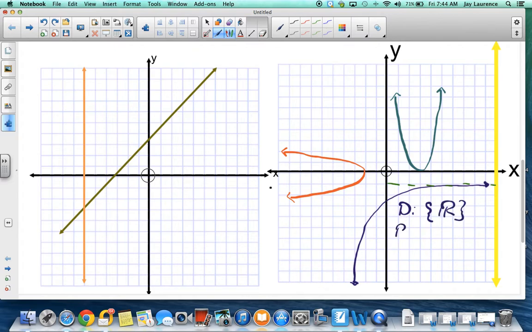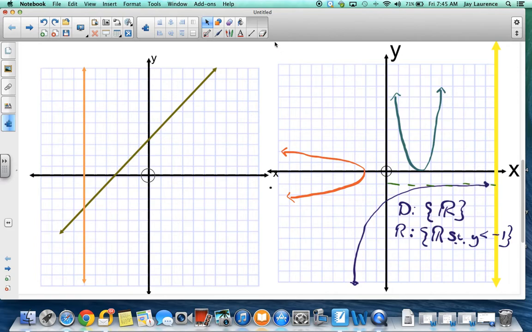Now the range, all the possible y values. Y cannot be really large numbers. In fact, y can't go past this asymptote, can it? So we're going to say it's all real numbers such that y, and is y allowed to be -1? No, so y is going to have to be less than -1. And there you go, right? Because the largest value we can get is almost -1. This will approach the asymptote, y equals -1, but it'll never get there.